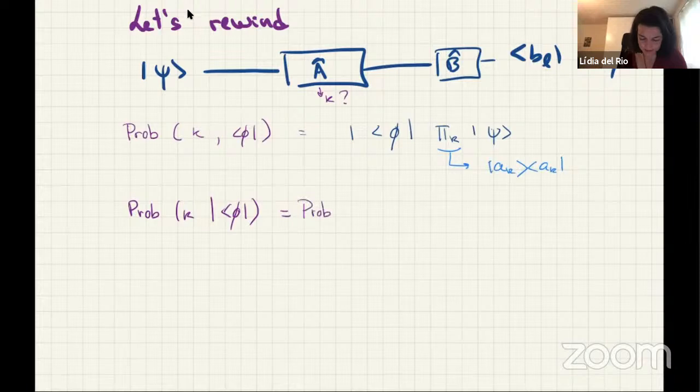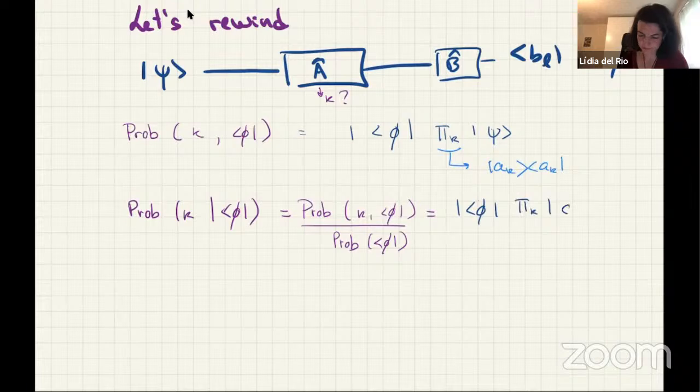And again, this is just applying Bayes' rule. Given this thing, divided by the probability of this thing actually succeeding, okay? And now realize that we're in a scenario where we do perform this intermediate measurement. So then what is on top? It's just this phi, initial state square.